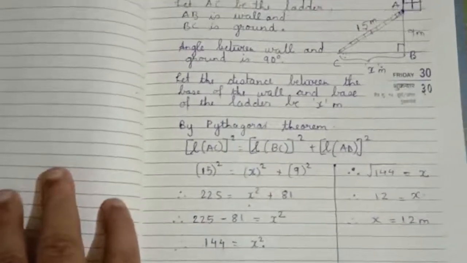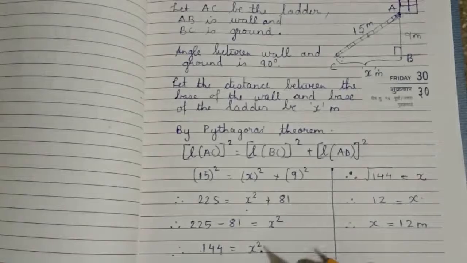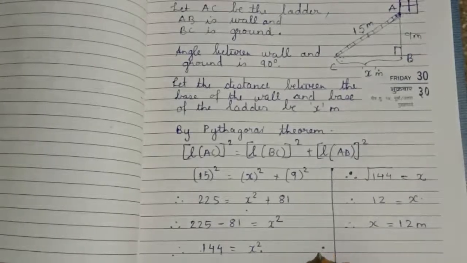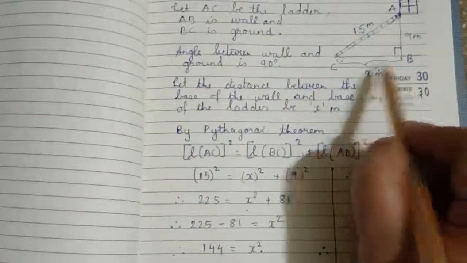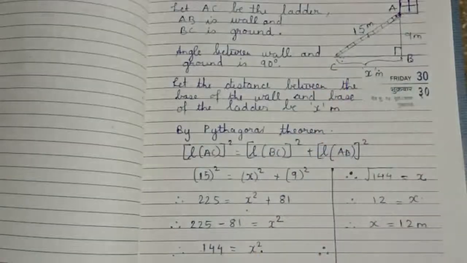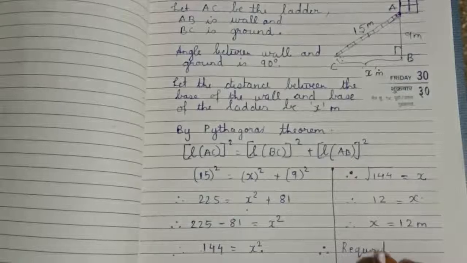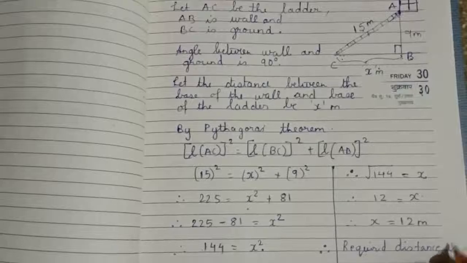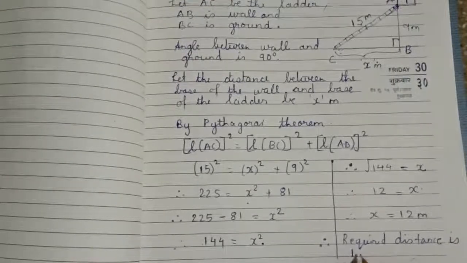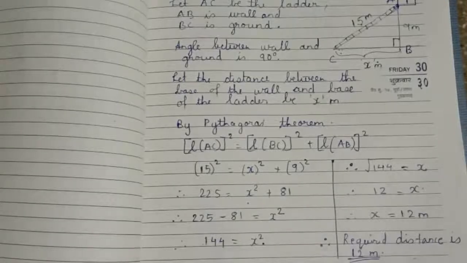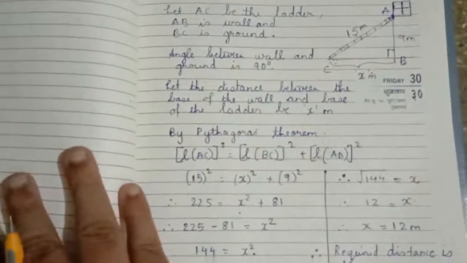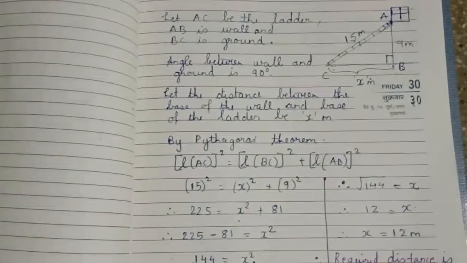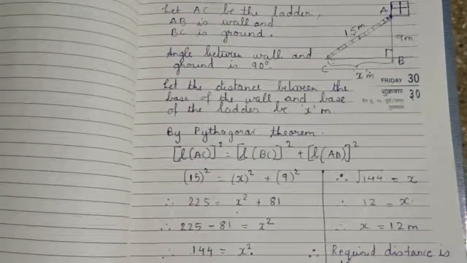Understood how to solve the sum? Now we'll write the last statement. What they are asking us is the distance between the base of the wall and the ladder. So we'll write it in short. That is, required distance is how much? 12 meter. Did you get the answer? And did you understand how to solve? So as I am solving, at that time only take the screenshots and complete the sum.